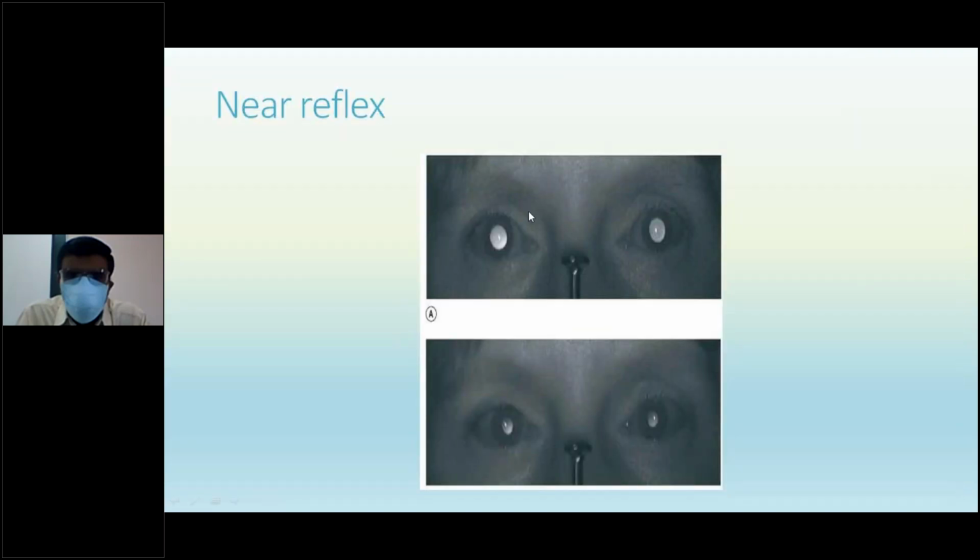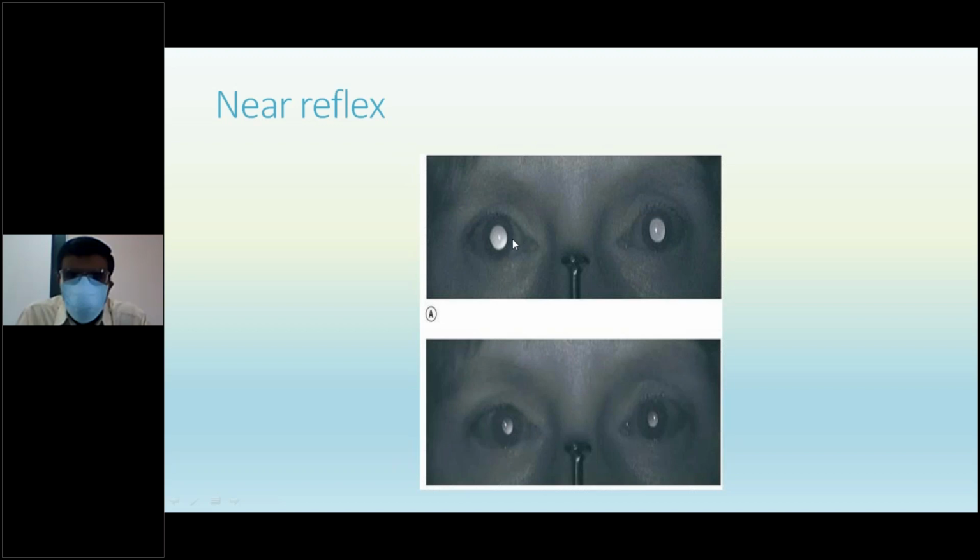You can see that on seeing a distance object, both eyes are in a straight axis. The pupils are dilated, and looking at a near object, both eyes are converged. This is the convergence reflex. Both eyes are converged, and pupils are constricted. You can see the constriction of the pupil.